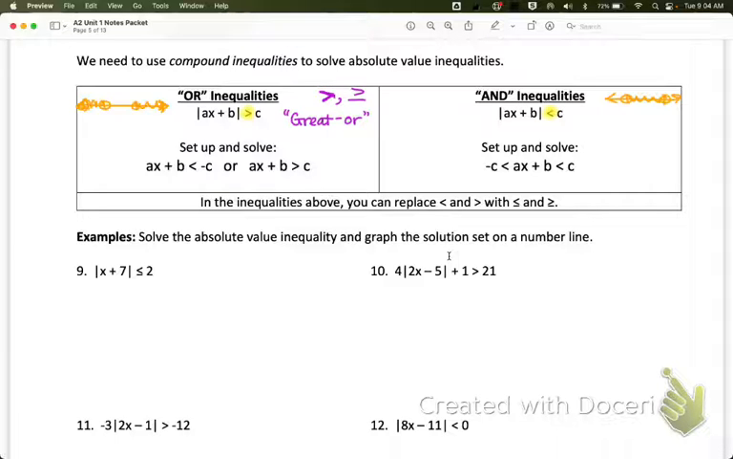I remember less than is an AND, so I remember the word land. That doesn't have much to do with math, but that's just kind of the mnemonic device that helps me remember.